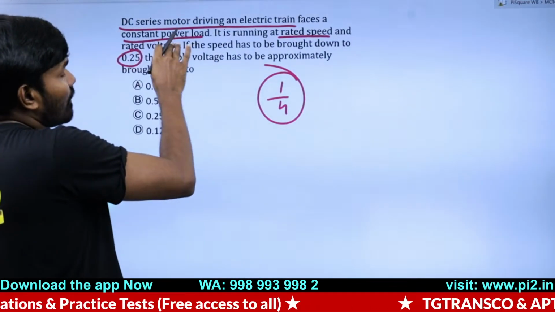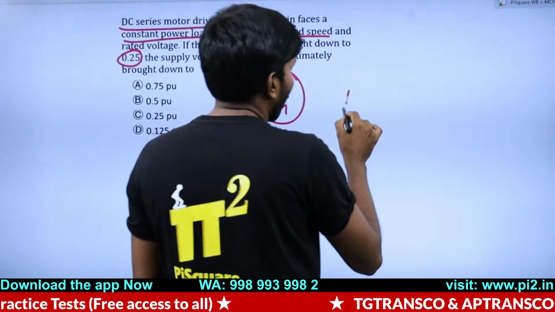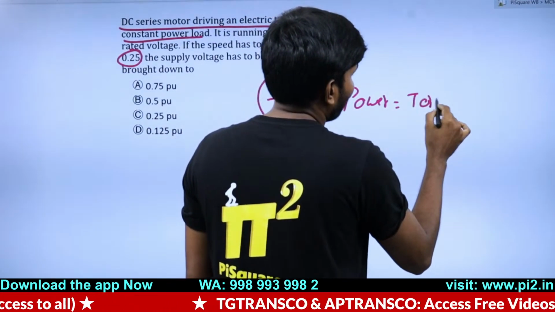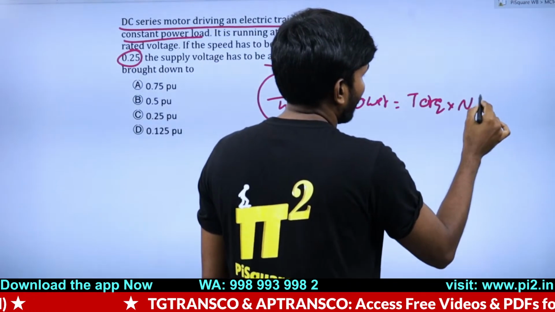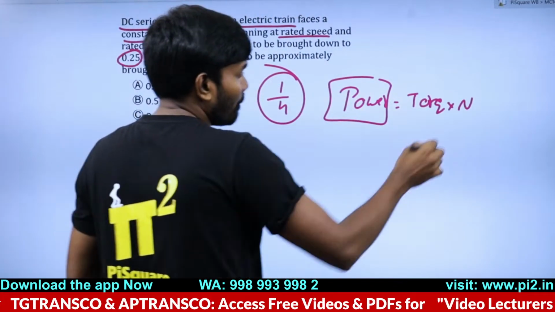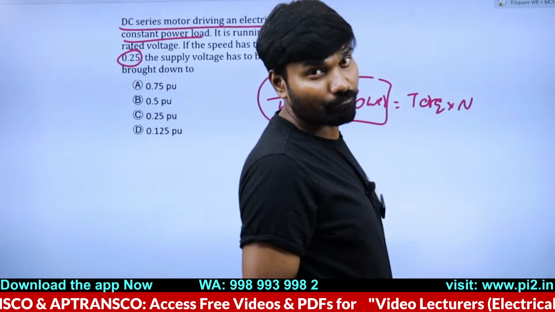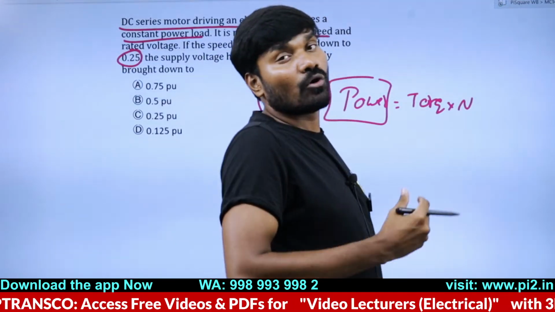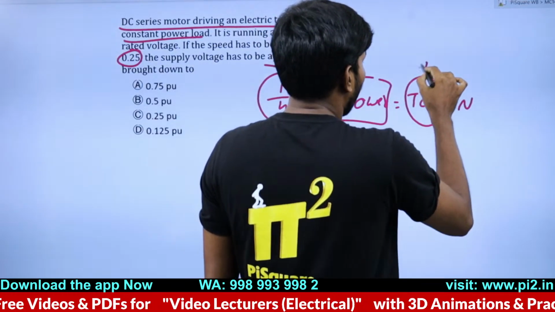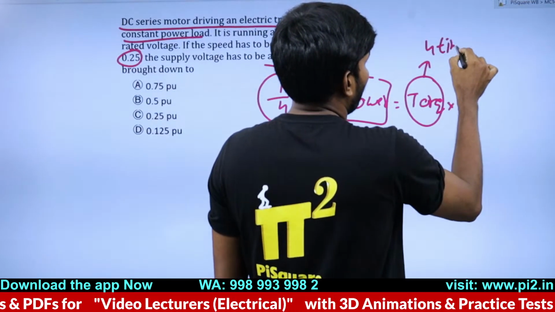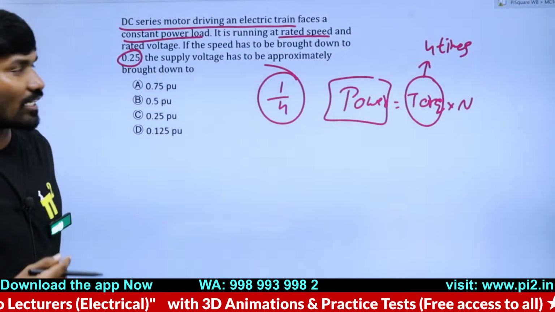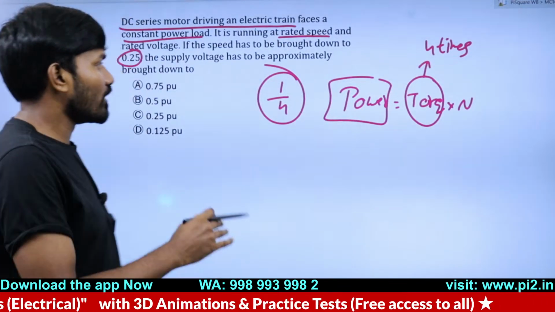It is said it is driving constant power. We know power is equal to, what's the formula? Torque into speed. So if power is constant and you're bringing down the speed, the torque will be more. How many times more? 4 times more. Because speed is 1/4, torque has to be 4 times more, then only power will be constant. That's what he's trying to say.